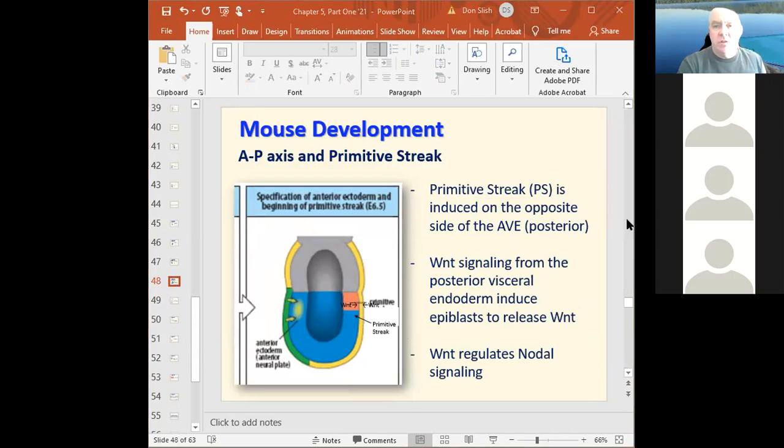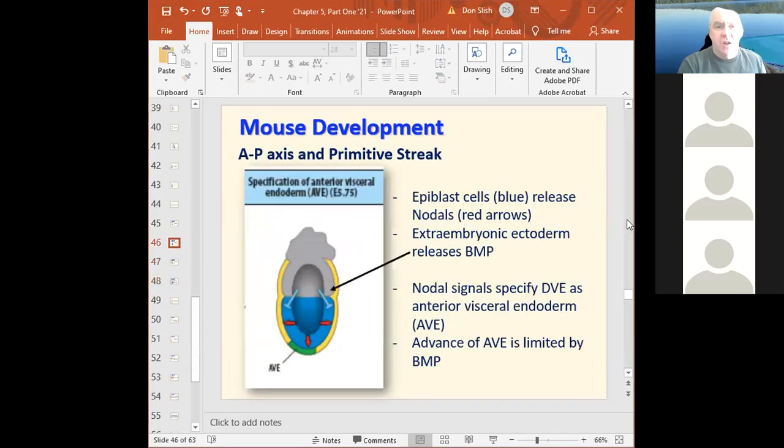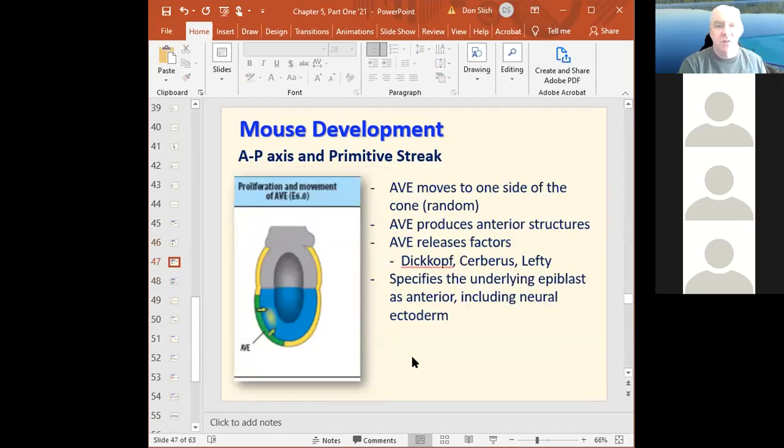And just to emphasize, this thing is going to move up to the side, but this BMP is going to stop it from moving too far. It's going to stop it right there. So now we've got two different sides to this embryo, and that's going to set up our anterior-posterior axis. Anterior here, posterior sliding down and up around the other side.